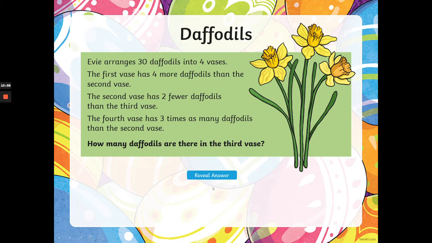Okay, let's reveal the answer to see how many daffodils are in the third vase. So there were 6 daffodils in the third vase. So hopefully you managed to get that answer, and if you did, well done. So let's go back to the mystery picture.